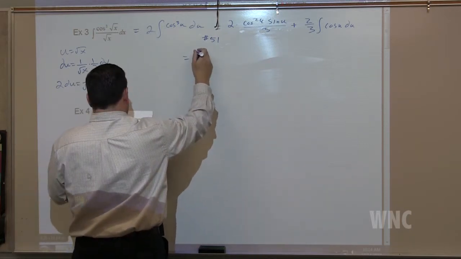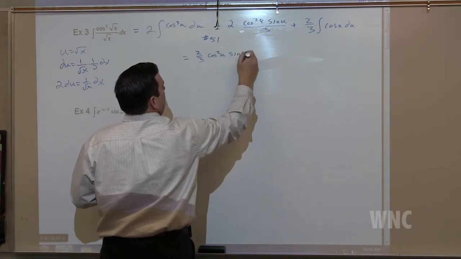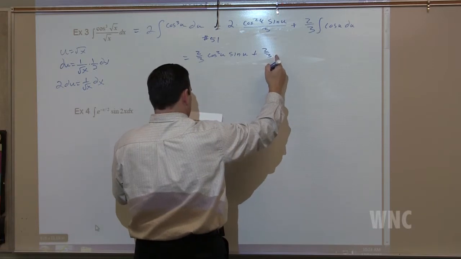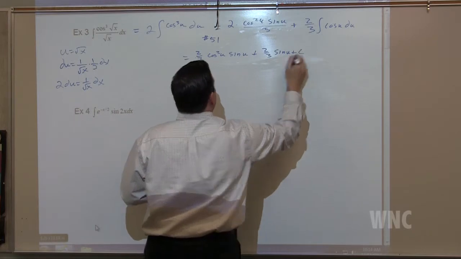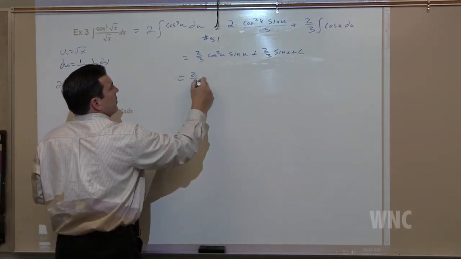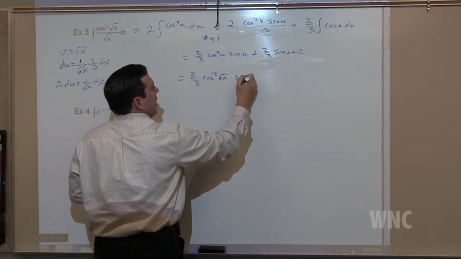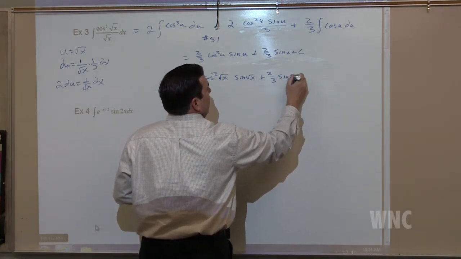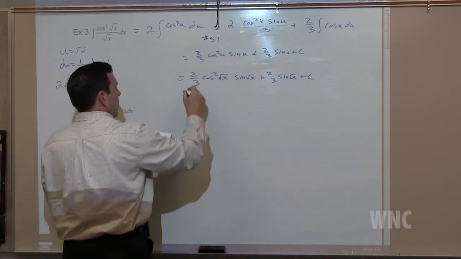So we're going to have 2/3 cosine squared u sine u plus 2/3 sine u plus c. Now what was u? U was originally square root of x, so it's 2/3 cosine squared of the square root of x, sine of the square root of x, plus 2/3 sine square root of x plus c. That's the end.